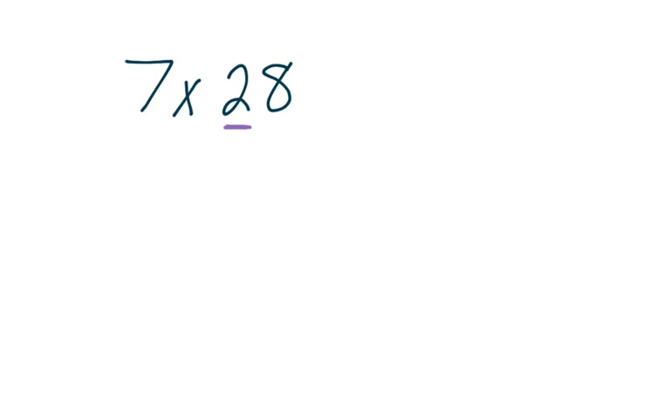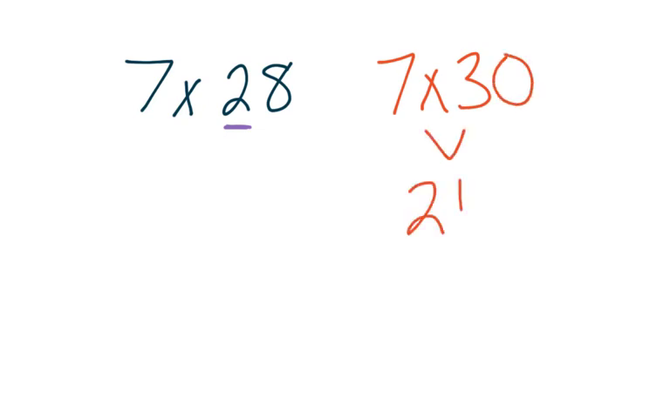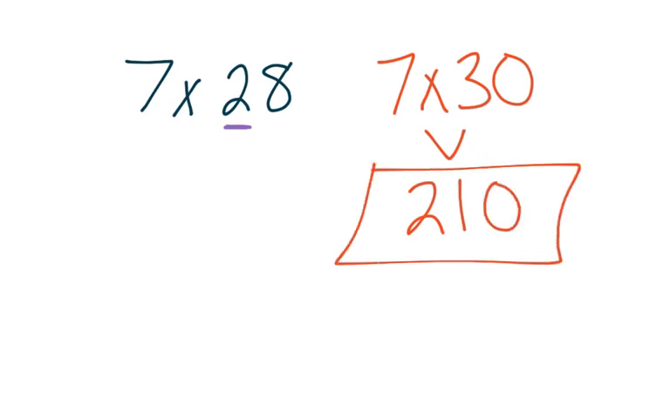So I'm going to round to the tens place, and in 7 times 28, my 28 would round up to 30. So what I will multiply is 7 times 30. And when I do that, 7 times 3 is 21, and then I add that 0 in. So my estimate is 210. That's it. That's all we're doing. We're rounding our larger number, and then we're multiplying. Now, because this number, 30, is a multiple of 10, it's really easy for us to multiply these, just like we talked about last lesson.